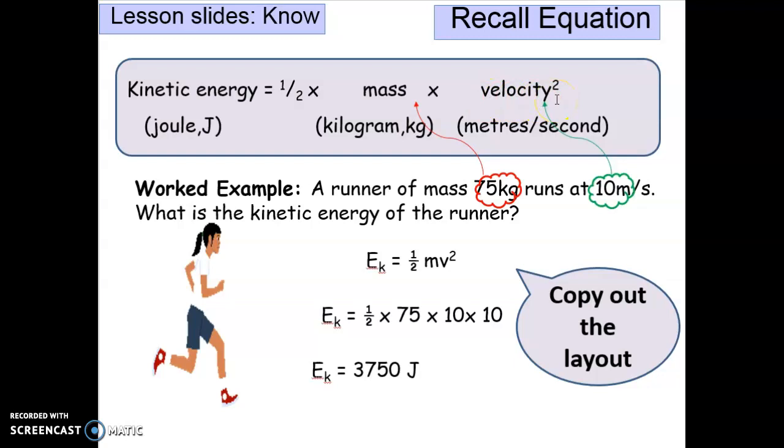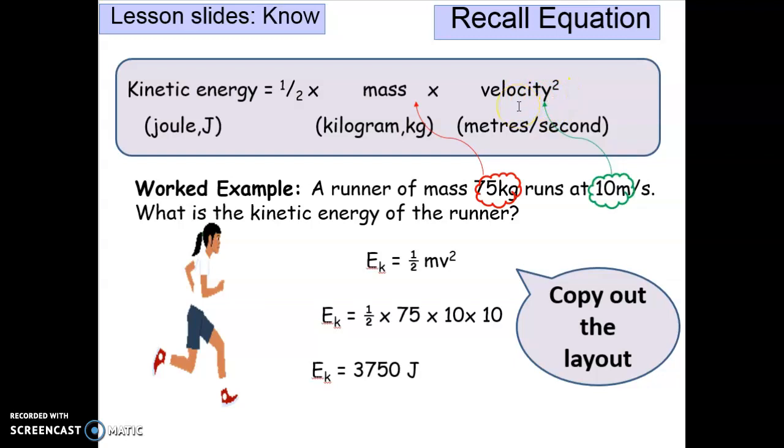Now, some people say it's speed at this point. Velocity is speed in a given direction, which we'll come on to a bit later when we look at unit P5. So let's not worry about that for the moment. Let's just say for the moment we can think of velocity as being like the speed of an object. Really, it's the speed in a given direction. Okay? All right, so we've got kinetic energy equals half times mass times velocity squared. That means velocity times velocity. That's what squared means, doesn't it?